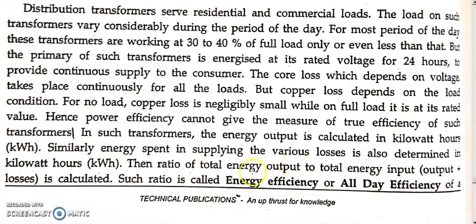All day efficiency, remember, is measured in terms of kilowatt hours. The energy output is measured in kilowatt hour. In the earlier class, we measured in terms of kVA. But here in all day efficiency, we measure the output in kilowatt hour, and the input supplied to the transformer is also measured in kilowatt hour. So all day efficiency is the ratio of total energy output to total energy input. Such a ratio is called energy efficiency or all day efficiency of a transformer.